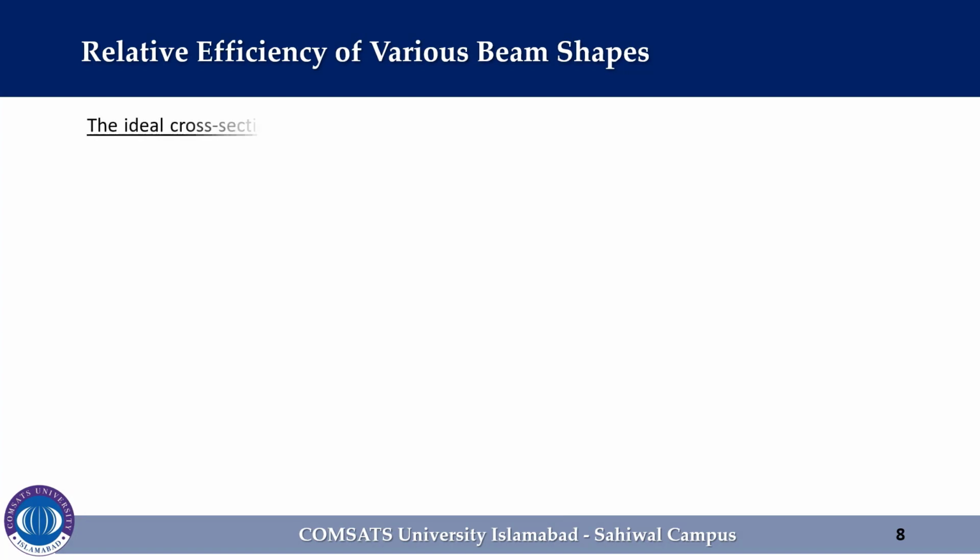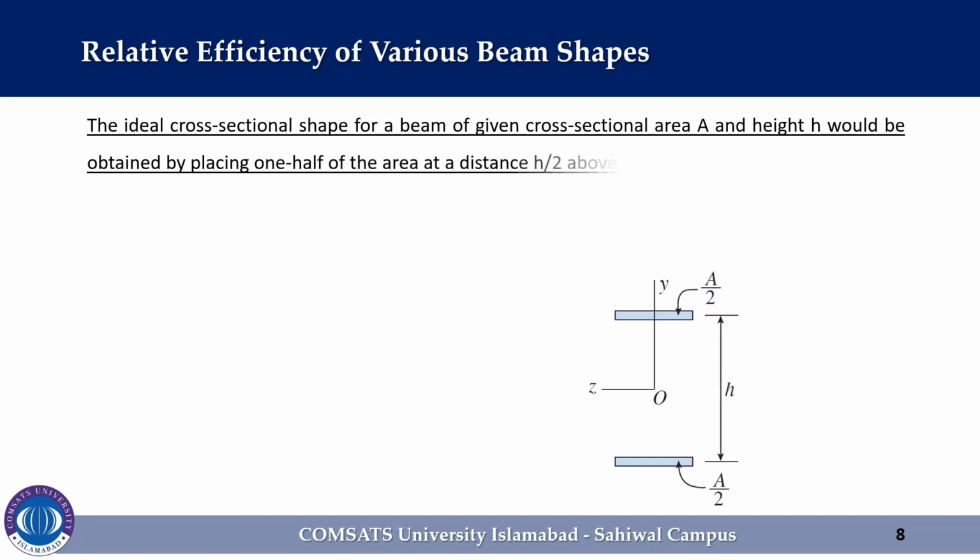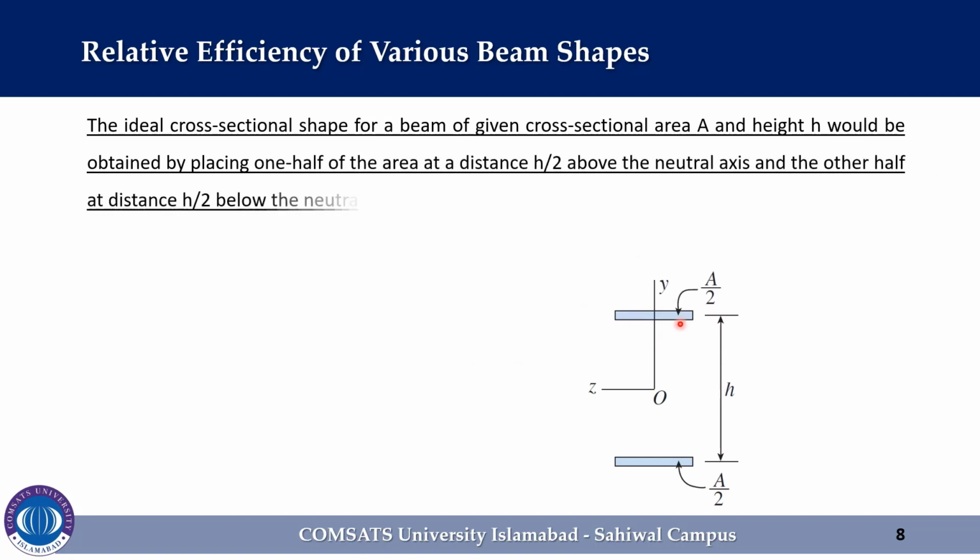However, the ideal cross-sectional shape for a beam of given cross-sectional area A and height h would be obtained by placing one half of the area at distance h by 2 above the neutral axis and the other half at distance h by 2 below the neutral axis, as you can also see in the figure here. For this ideal shape, we obtain I is equal to 2 times A by 2 times h by 2 squared. Here I is the moment of inertia, which can also be expressed as A h square over 4. And the section modulus can be written as I over h by 2, or 0.5 Ah.